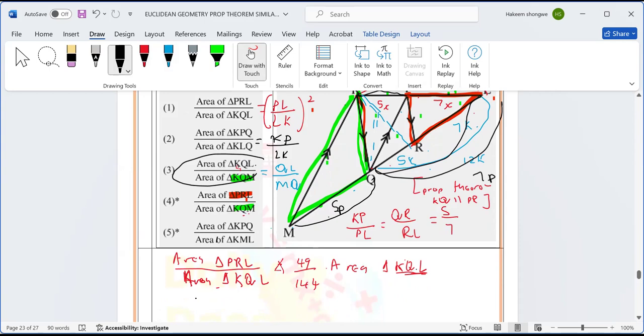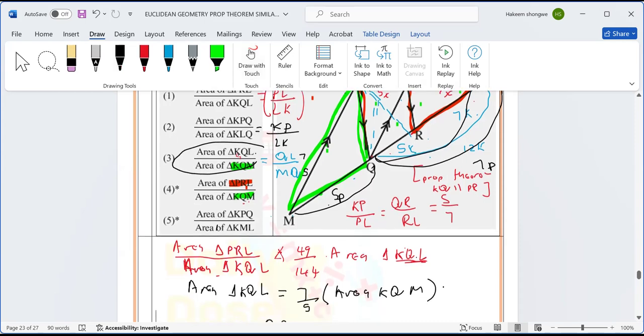So I'm going to say the area of KQL, because we already know QL. Here we get it as 7. This one is 7, this one is 5. So 7 all over 5. It means the area of triangle KQL is going to equal 7 all over 5 multiplied by the area of KQM, like this.